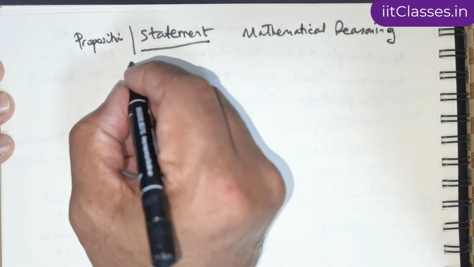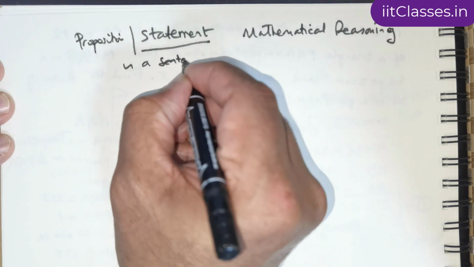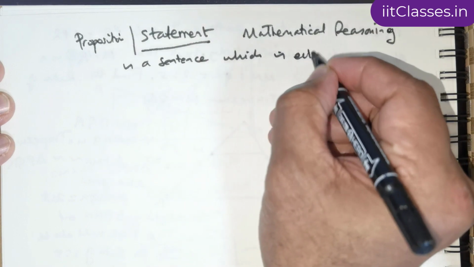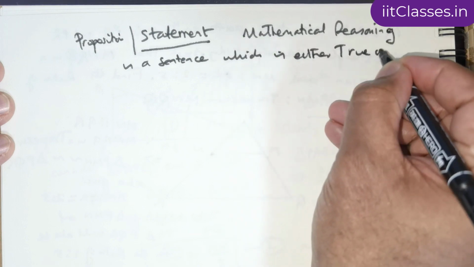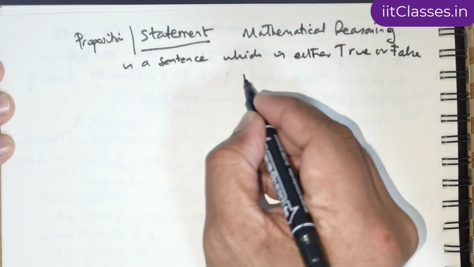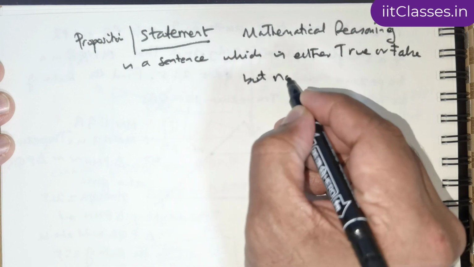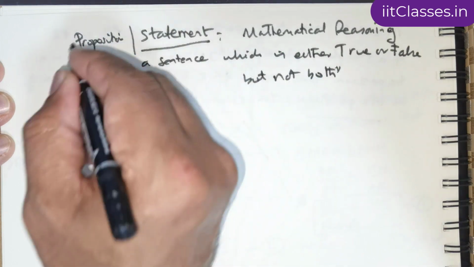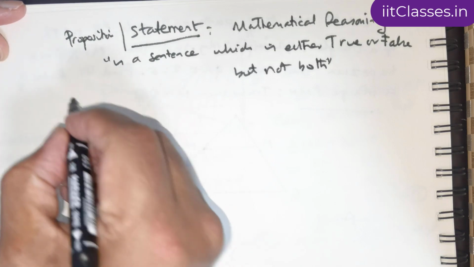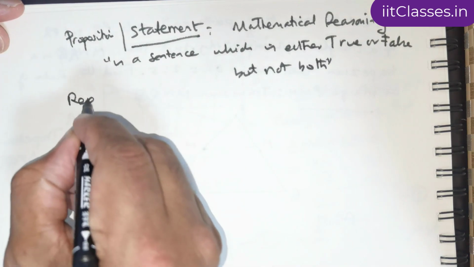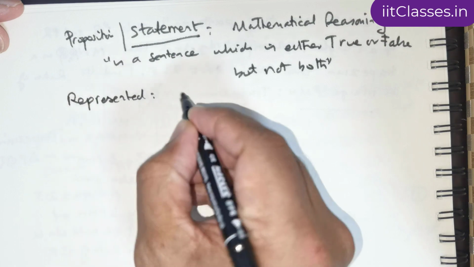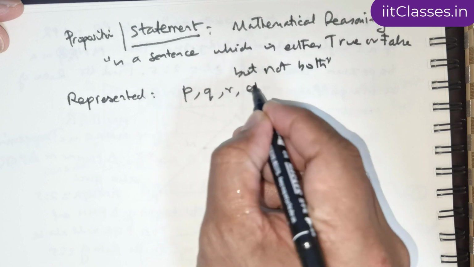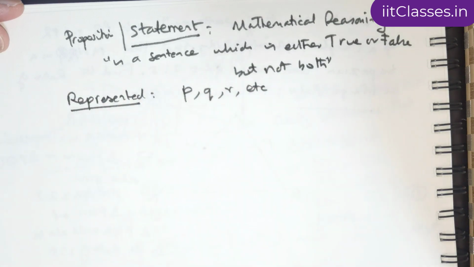Now, a statement is a sentence which is either true or false, but it cannot be both. So this is the actual definition for a statement or proposition. Now, a statement can be represented with lowercase p, q, r, etc. So this is how we represent a statement.